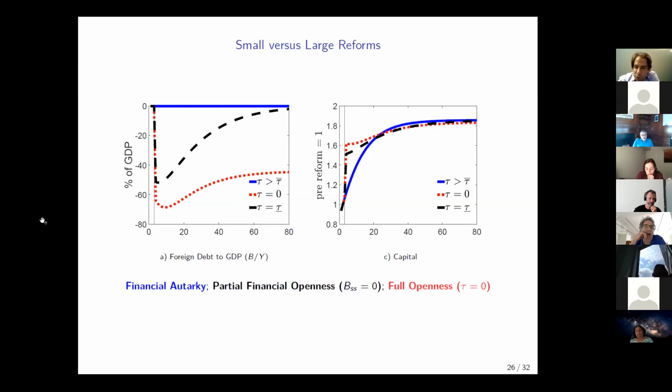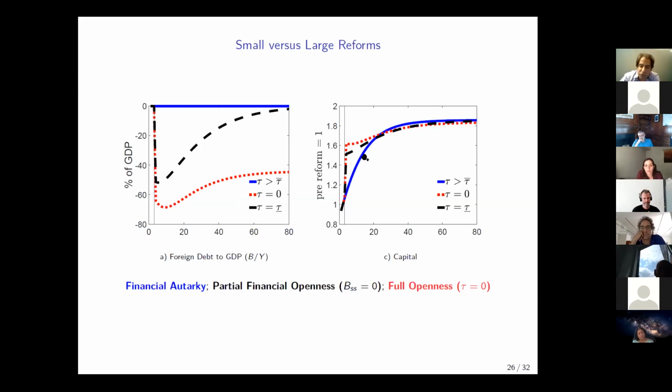So here you have 2 reforms. One is the large reform that I showed you before, the one that brings the economy right to full liberalization and has permanent effects. This never goes back. And the other one is a smaller reform where you borrow quite a bit, but as time goes by, you pay back and you go back exactly to the same steady state.